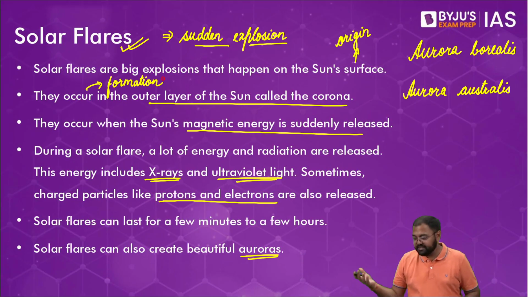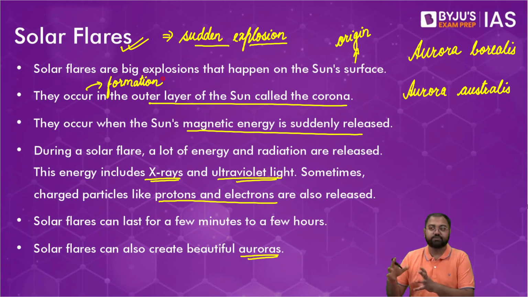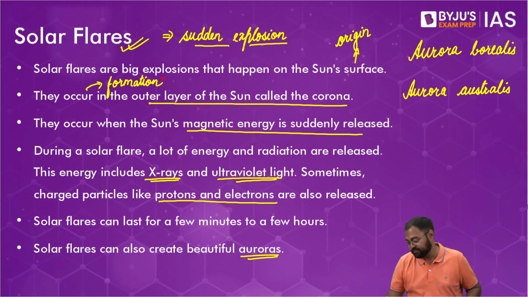Red giant. So a red giant is nothing but a star which is very big in size. That's why giant. Red because it has a very low surface temperature.